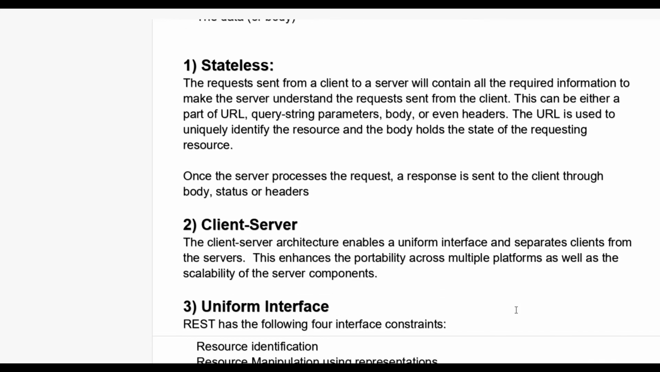Now, third is uniform interface. REST has the following four interface constraints, which are resource identification, resource manipulation using representations, self-descriptive messages, and hypermedia as the engine of application state.